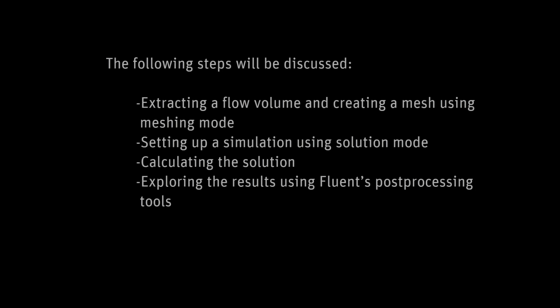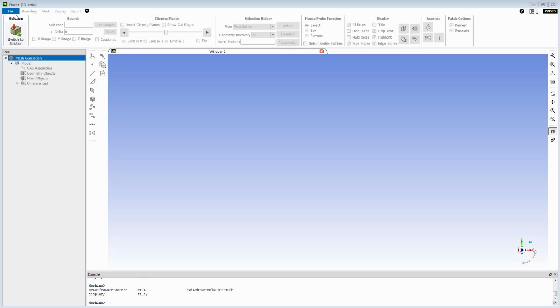This video demonstrates an end-to-end workflow for a fluid flow problem in ANSYS Fluent using Fluent's meshing mode, solution mode, and post-processing tools. I have started Fluent in meshing mode by selecting meshing mode in the Fluent launcher. To begin, I'll import a CAD file into Fluent Meshing.